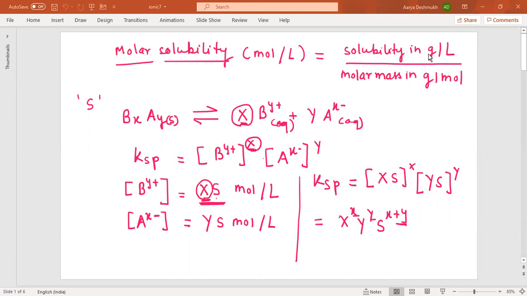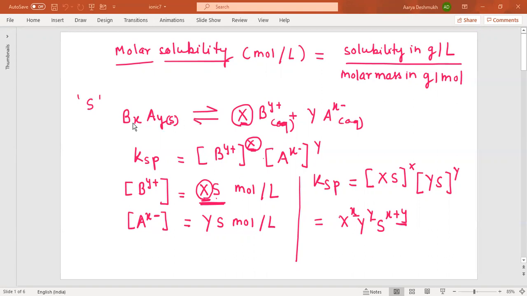This is nothing but the solubility in grams per liter divided by the molar mass in grams per mole. So solubility divided by molar mass will give you the molar solubility. Now, this molar solubility is denoted by S, capital S.